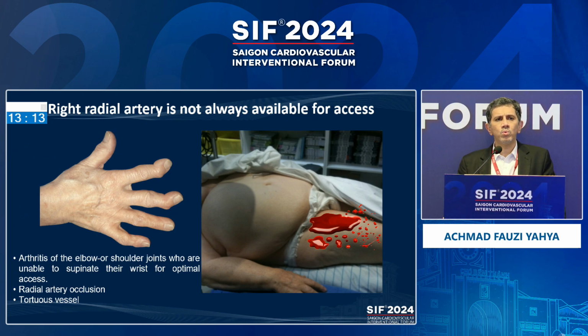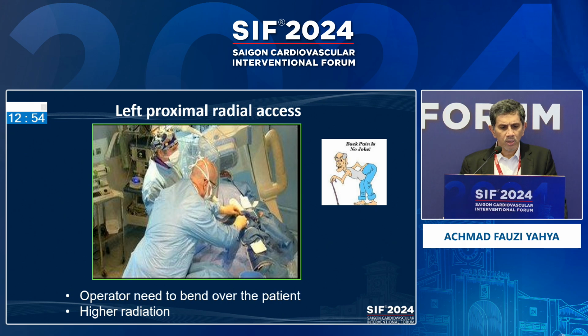Sometimes you want to use the right radial artery, but there is arthritis of the elbow or shoulder joint, patients unable to supinate, the risk of radial artery occlusion, or tortuous vessels. You are unable to use the right radial. And if you use the left proximal radial access, you have to bend over the patient, with high radiation. If you are dealing with a complex coronary intervention, it takes a long duration. That's why it is uncomfortable for both the patient and the operator.